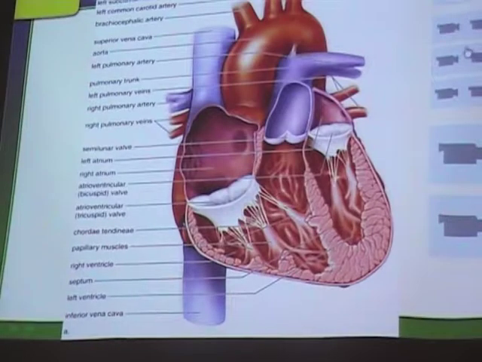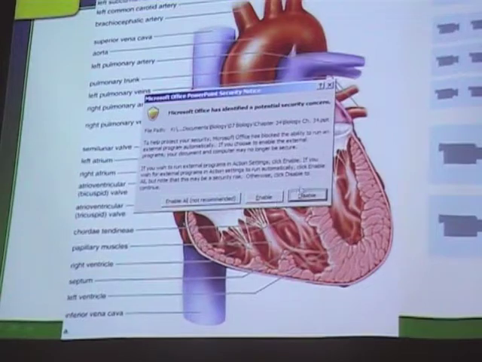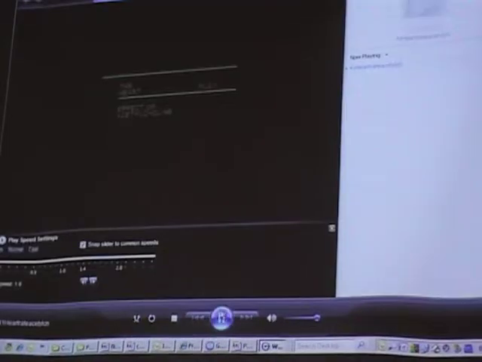That's an open heart surgery. Sometimes they have to open up the chest and do surgery on the heart. I'll show you a heart surgery in a minute. Does it make that noise? Yeah.